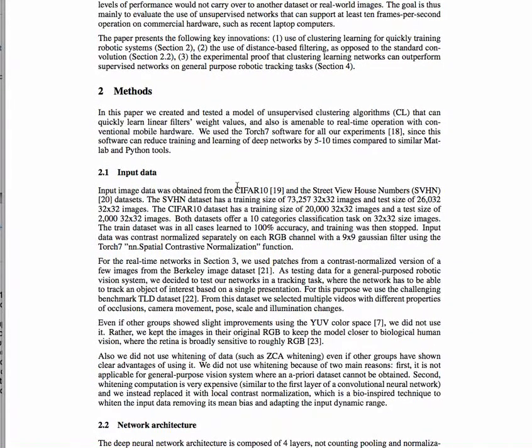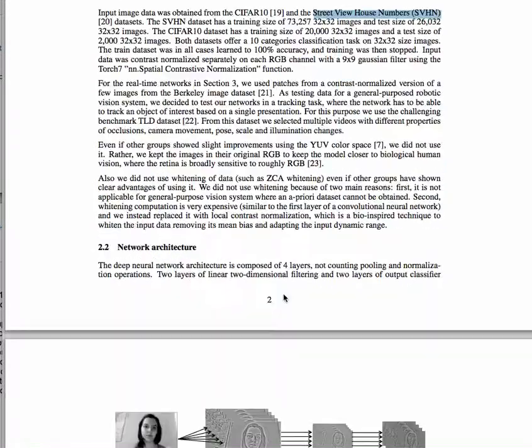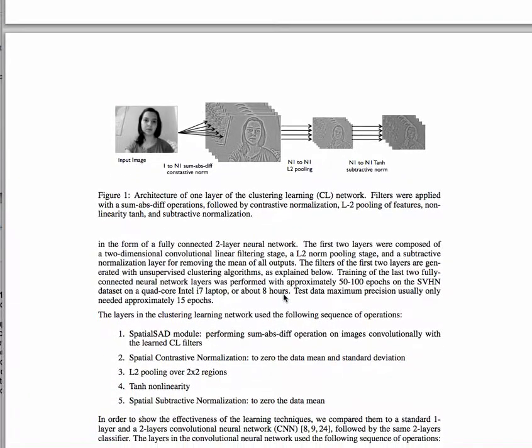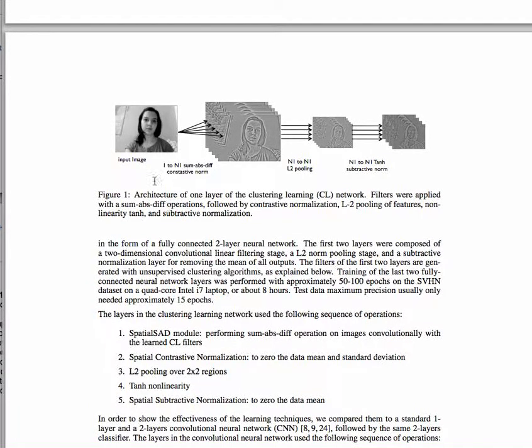What we did is we used two data sets, CIFAR and the Street View House Numbers, which is also quite similar to Adam Coates. And we trained a network that was basically composed of this module. So we had an input image.